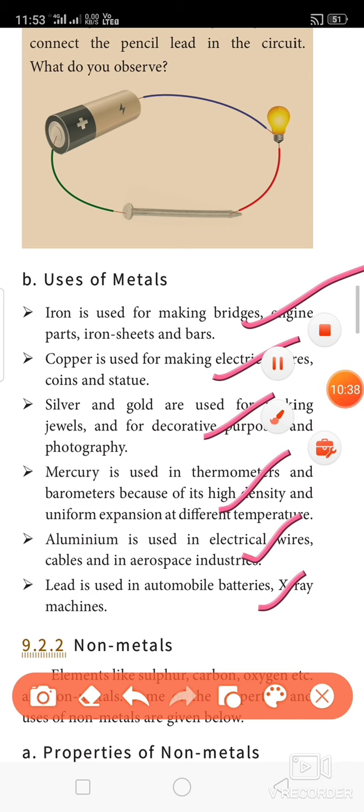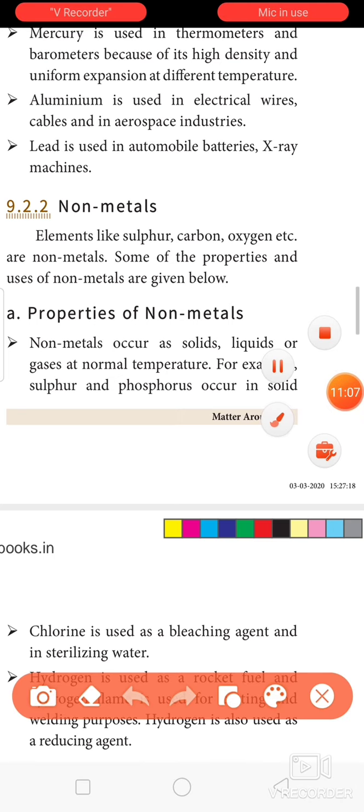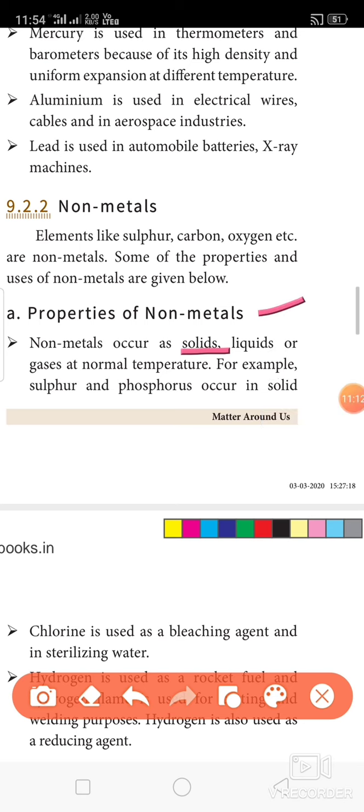Next we need to see about non-metals. Elements like sulfur, carbon, oxygen are non-metals. Some of the properties and uses of non-metals are given below. The properties of non-metals are merely opposite to the properties of metals. Let's see their properties. Non-metals occur as solid, liquid or gases at normal temperature. See, metals occur mostly as solids. Here the non-metals can be solid, liquid and gases.